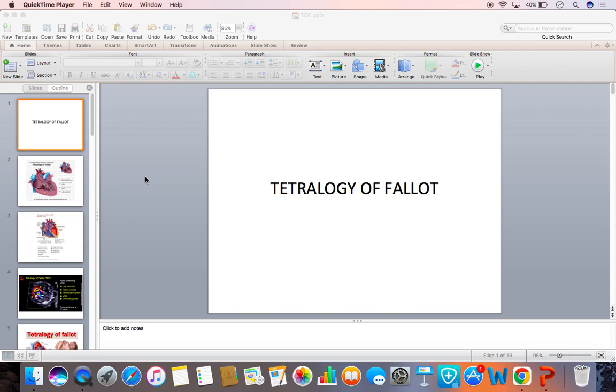Well, coming to the etiological factors. Etiology is not known in this particular condition, but there are certain risk factors to mention. Maternal age more than 35 years carries a risk of developing tetralogy of Fallot. Maternal diabetes mellitus, maternal smoking, congenital rubella infection, and certain chromosomal and genetic abnormalities like Down syndrome and DiGeorge syndrome.